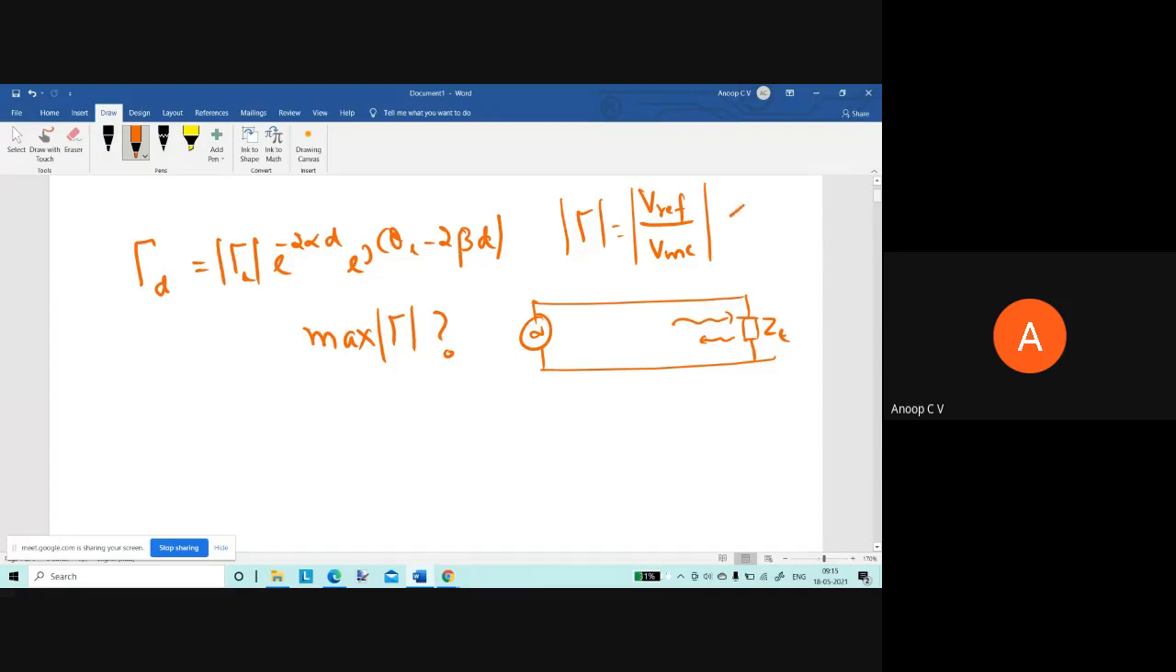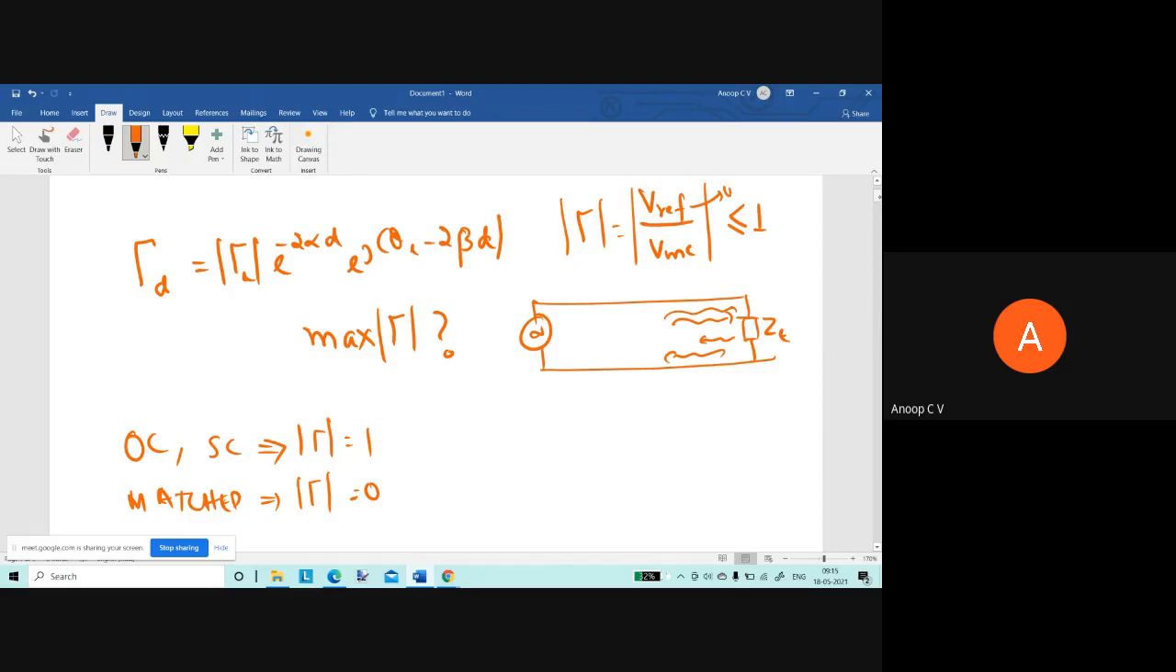So this value will always be less than or equal to 1. Magnitude of gamma will always be less than or equal to 1. For open circuit and short circuit, the entire power will be reflected back, so mod of gamma will be equal to 1, that is, incident will be equal to reflected. And if it is perfectly matched, mod of gamma will be equal to 0, because with perfect matching there is no reflection. The numerator is 0.